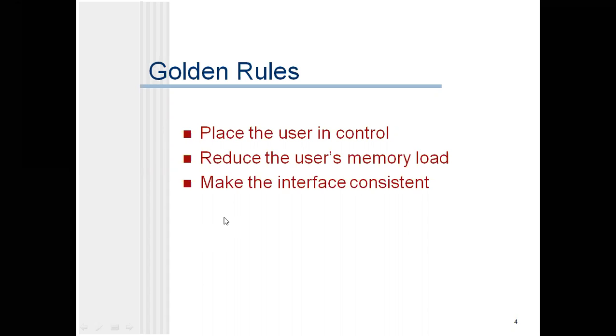What is the first one here? The first one is place the user in control. The second one is reduce the user's memory load. The third one is make the interface consistent, whatever interface we have designed, that is a consistent one. Okay, these are the three basic golden rules. These are also called basic design principles, right? Let us learn one by one now.